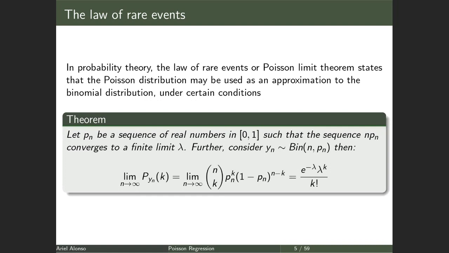You want to calculate the number of events. What is the chance that I will get k events in n trials? That is essentially a binomial distribution. Now, if n is very, very large, and the probability of the event is very small, then you can approximate that binomial distribution with a Poisson distribution. And this is something that can be relevant in certain practical applications.